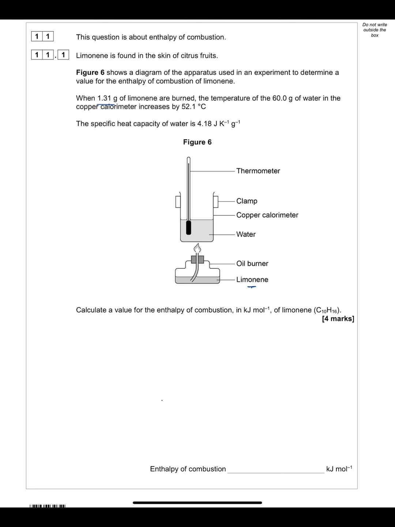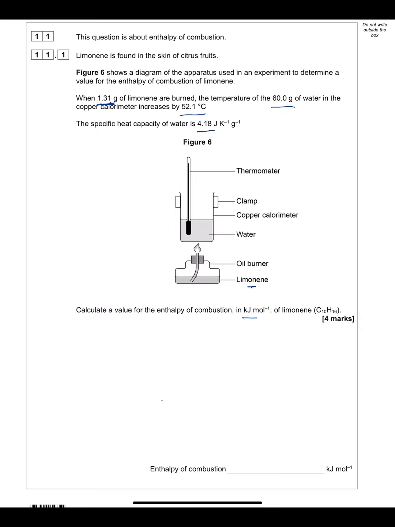The information they give us in this question is the mass of limonene that was burned, and this is 1.31 gram of limonene. And also they give you the mass of water used, which is 60 gram of water, and the delta T, or the increase in the temperature, which was 52.1 degrees Celsius. And of course, they always will give you the specific heat capacity of water, which is 4.18 joule per Kelvin per gram.